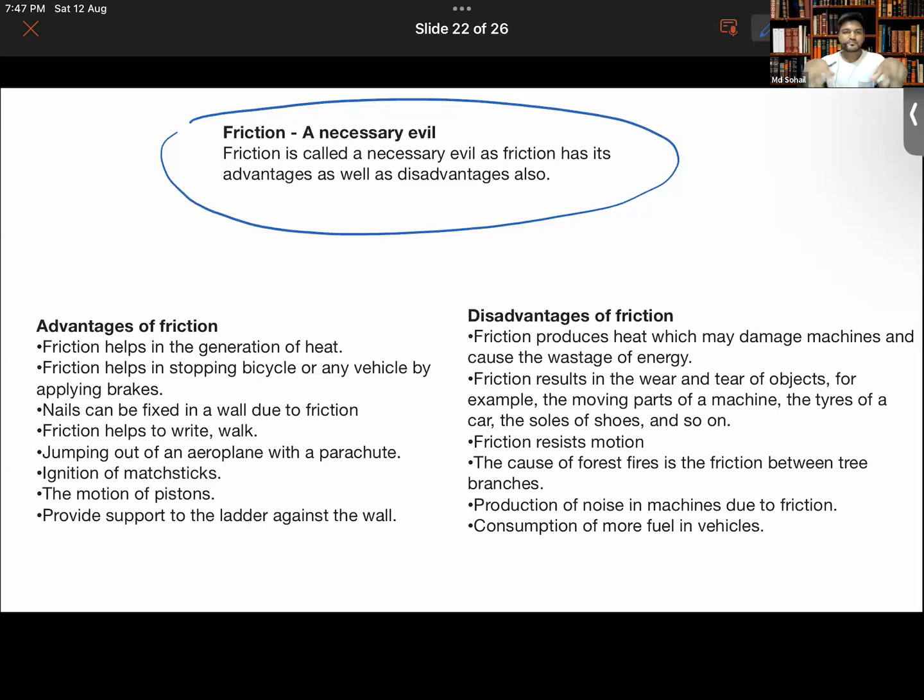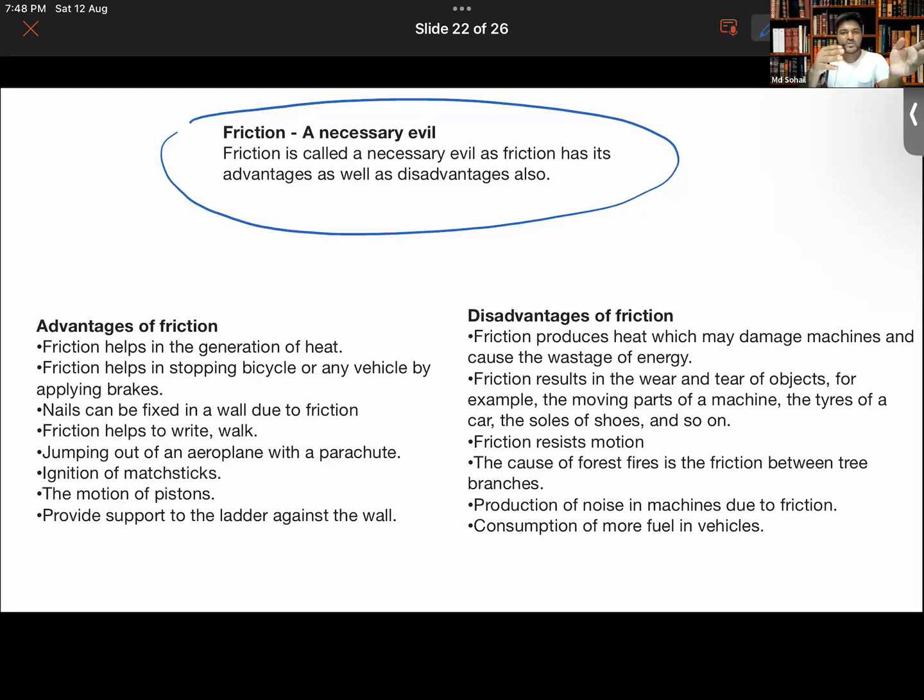Then friction also resists motion, right? So let's say that a door is jammed because of too much friction, so the motion of the door is being restricted due to the increased friction, right? Then we add oil to solve it. Exactly. For example, the pistons present in the engines of the car, right? Pistons are found in the engines of the car.